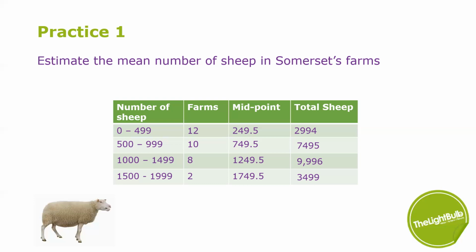Now at this point, once you've got your second column that you've put in place there, giving us a total of 4 columns here, remember we've now got to add up the fourth column and find the total of the fourth column, so the total sheep. So I'll give you a moment to add that up, and also remember to add up the frequency column, which in this case is the farms, and give yourself a total for that.